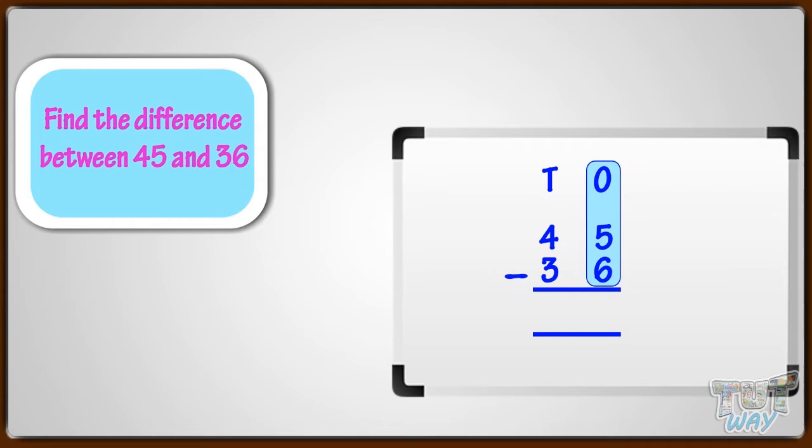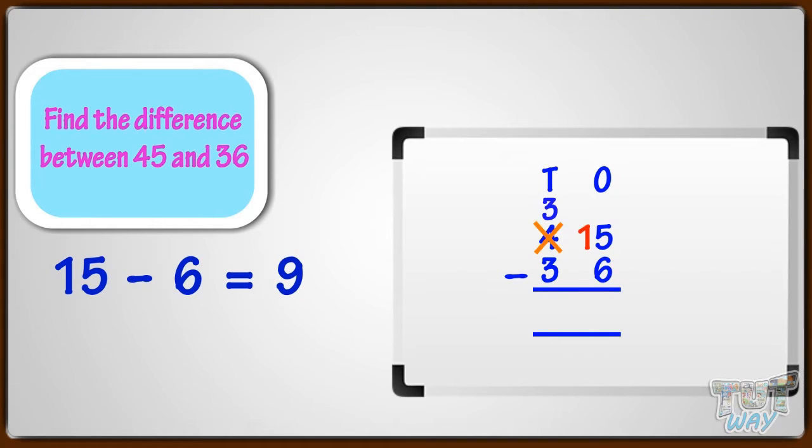So what will we do now? We will borrow 1 from the number at tens place. Cross out 4, make it 3, and give a borrow 1 to 5, and it becomes 15. Now, subtract 6 from 15. 15 minus 6, we get 9. Now, write the difference below ones place digits.